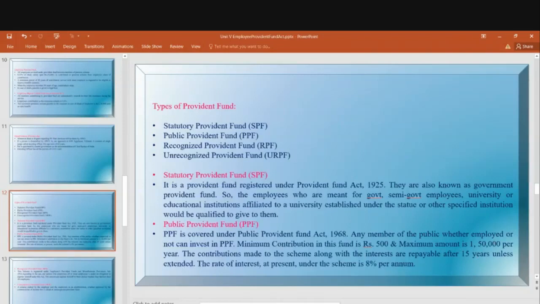The rate of interest at present under the scheme is 8%, but now it has been reduced to even below 8% under this Public Provident Fund. So this is the second type of provident fund.